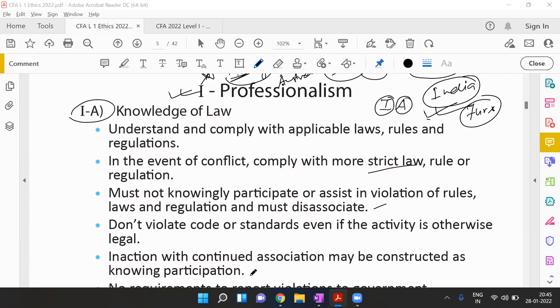Fifth point. Inaction with continued association may be construed as knowing participation. What does it mean? You knew that some violations were happening in your organization, your co-workers, your colleagues were doing something. You didn't take any action. You said you are not a part of it, right? And you continued with it, which means it will be treated as if you are also a part of this violation. So it says inaction with continued association, because you didn't take any action. You could have disassociated yourself from the organization, maybe from that department, but you didn't do it. So that is what it says, that if you're not acting, or you're in inaction with continued association, it might be construed as if you are also a part of the violation. Is it clear? Okay. Any other question, guys?